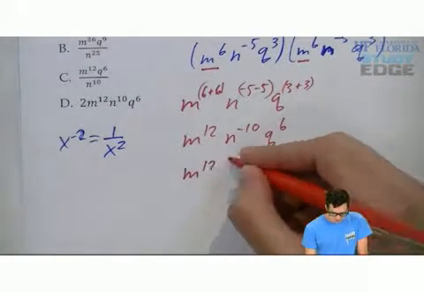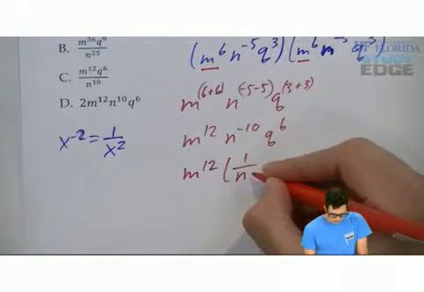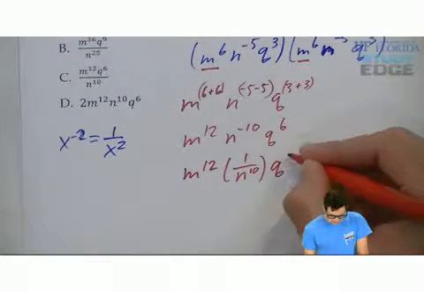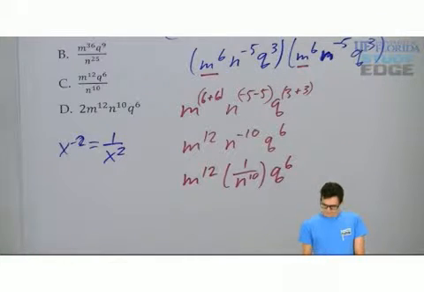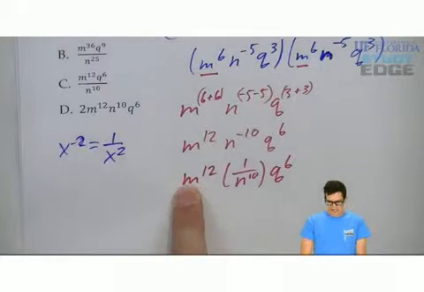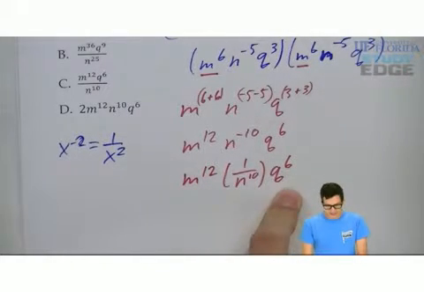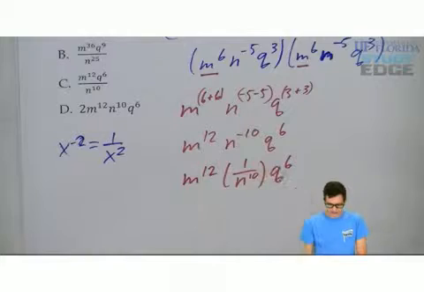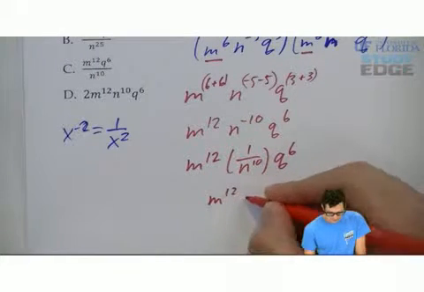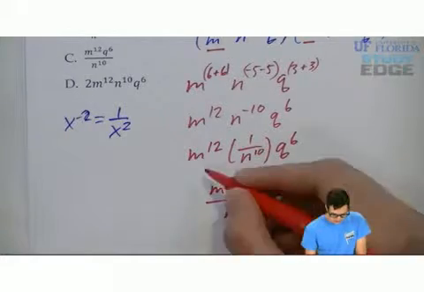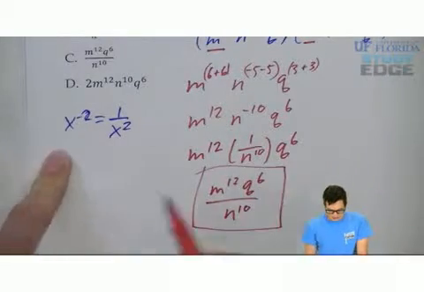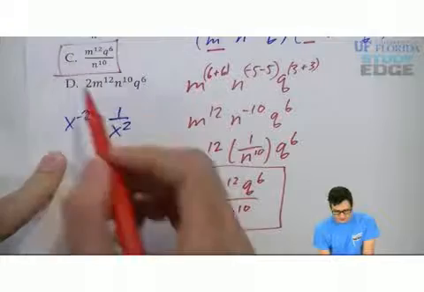We have m to the 12th times 1 over n to the 10th times q to the 6th. We're getting close, but we don't exactly have one of the answer choices here. So the last thing we can do is multiply m to the 12th by 1 and by q to the 6th. So m to the 12th times 1 times q to the 6th gives us m to the 12th, q to the 6th. And on the bottom, we have n to the 10th. And that right there is our answer choice. Our answer is going to be answer choice C.